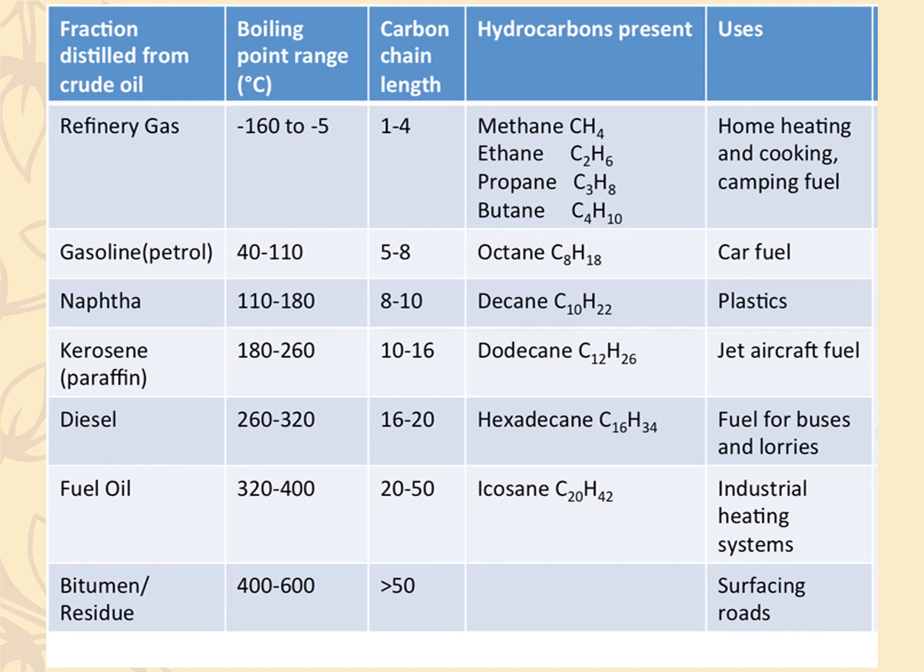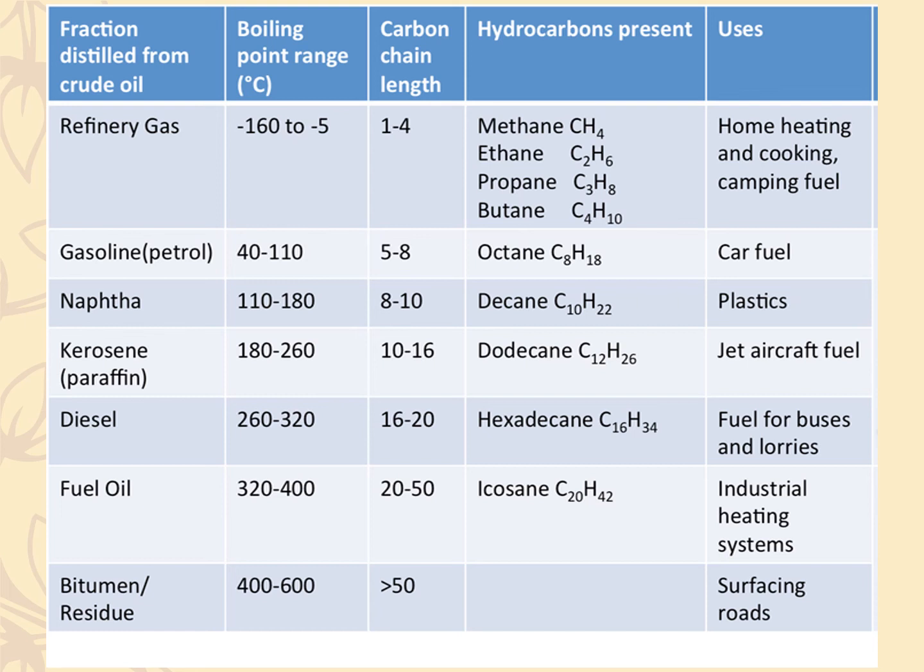The next one is the gasoline, otherwise called petrol. Here the boiling range is 40 to 110, and the carbon chain length is 5 to 8. C8 is octane, and it is mainly used as car fuel. Then naphtha, at 110 to 180 degrees centigrade. The carbon chain length is 8 to 10, where the 10th one is called decane, and it is used in the making of plastics.